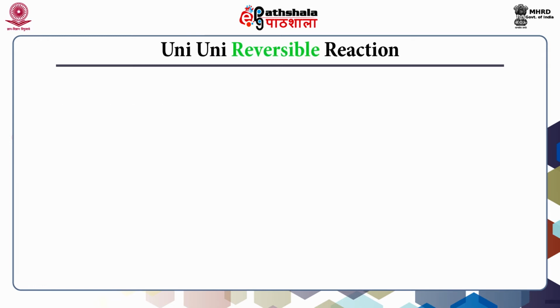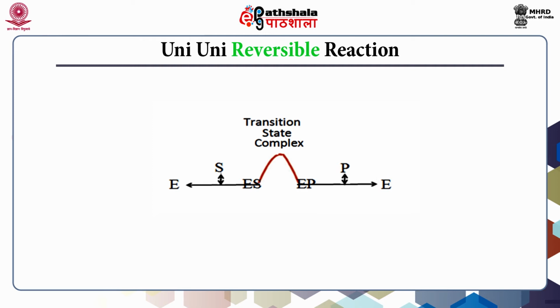A reversible enzyme catalyzed reaction involves 8 elementary steps. It includes binding of substrate with the free enzyme to form enzyme bound substrate, and the dissociation of the bound substrate from the enzyme to yield free enzyme. Then the transformation of the substrate bound enzyme to form transition state bound enzyme complex, and in the reverse direction, transformation of the transition state bound enzyme to substrate bound enzyme.